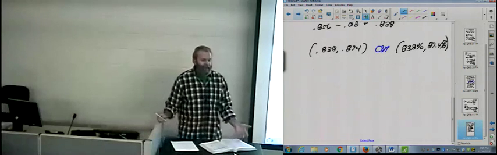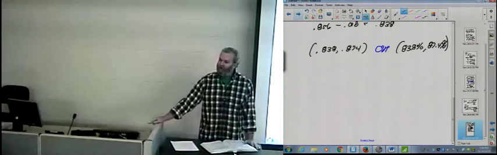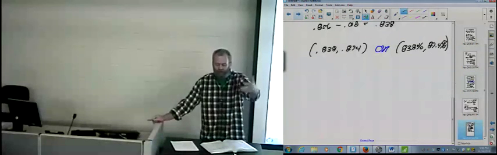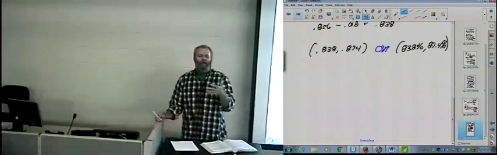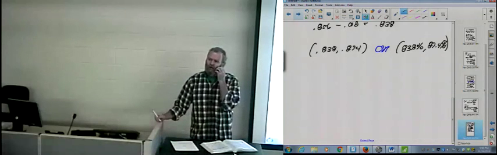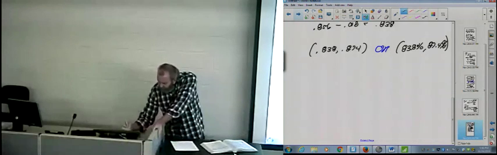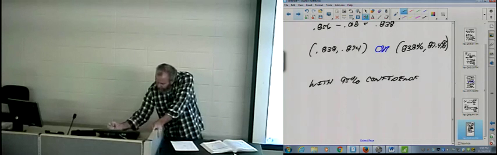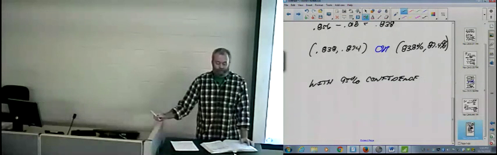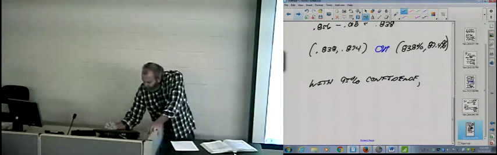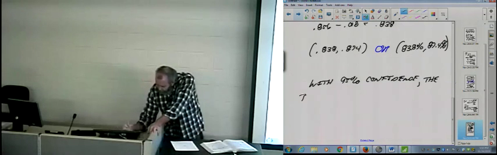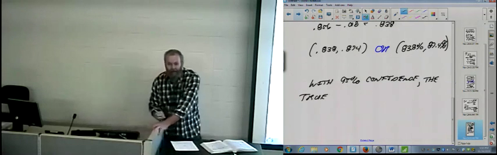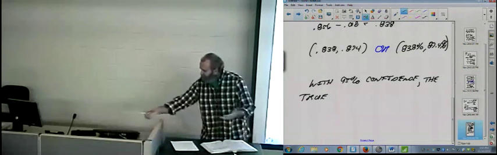Now, I know not every time they ask you a question in the book do they ask you to interpret this. In other words, give me the language. What's the language here? I'm going to change it a little bit. Normally I say we are 95% confident, right? Another way to say the same thing is with 95% confidence. You just give everybody your success rate. The true, now at this point I can put proportion or percentage, depends on which interval you want to use.